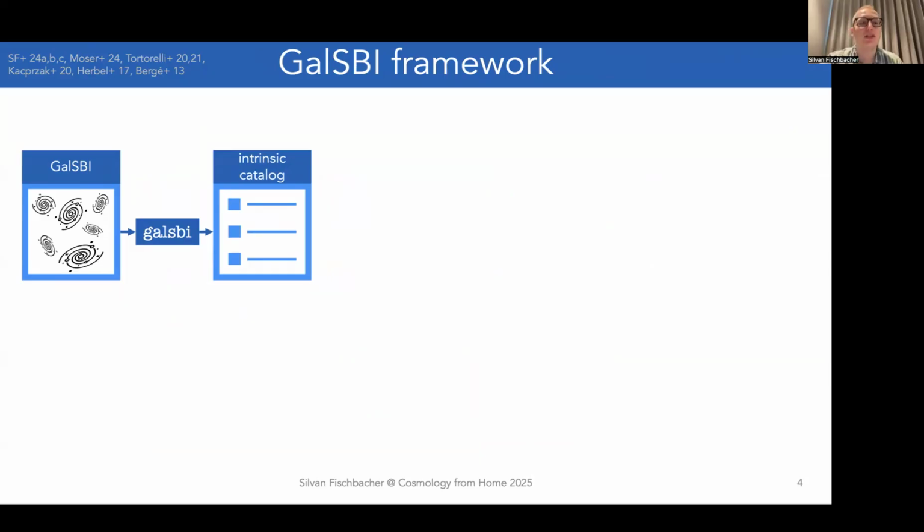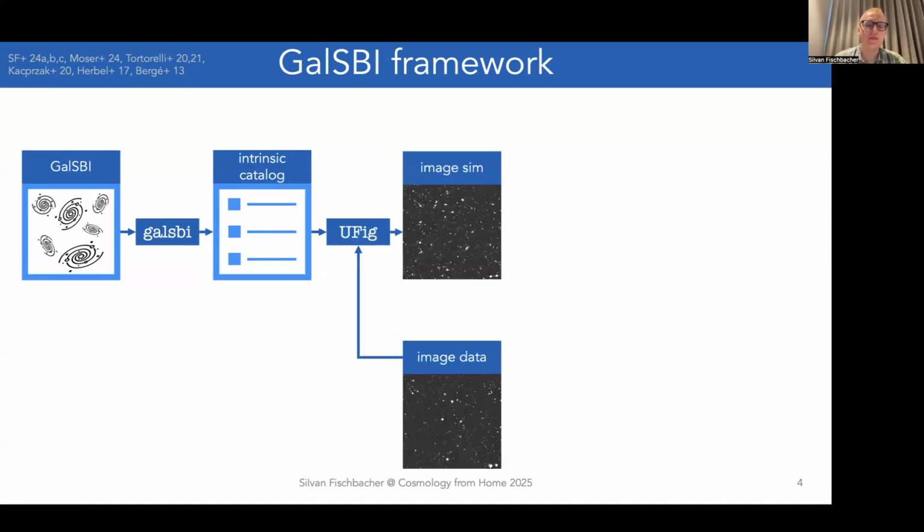GalSBI is a parametric galaxy population model. So this means we can decide on a certain set of parameters. And after we have decided on that, we are able to sample galaxies from that. For example, we can say we want to have a galaxy catalog corresponding to a certain patch of the sky. And we can generate such an intrinsic catalog that has intrinsic magnitude, sizes, light profiles, and so on.